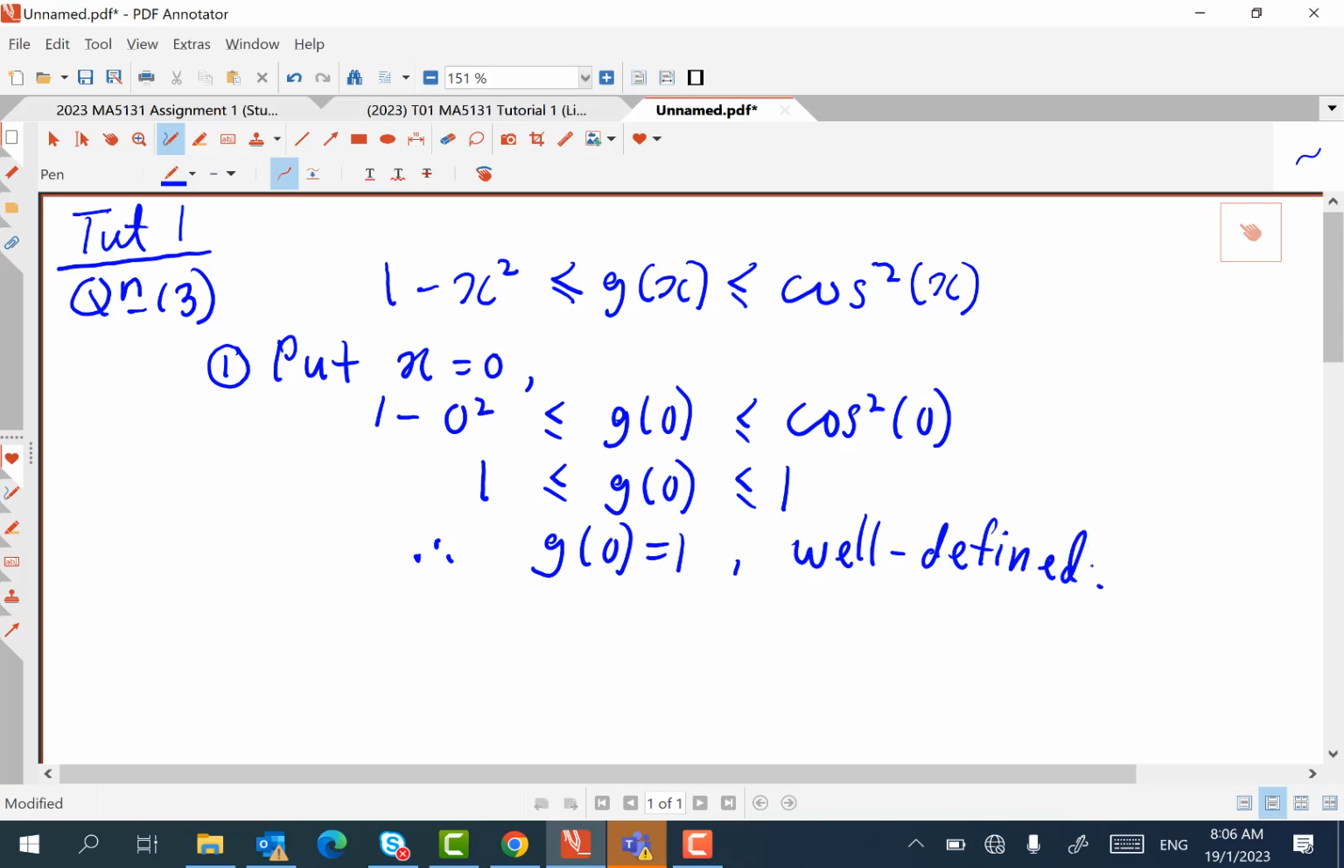What? Is there an issue, Aditi? You're saying something?